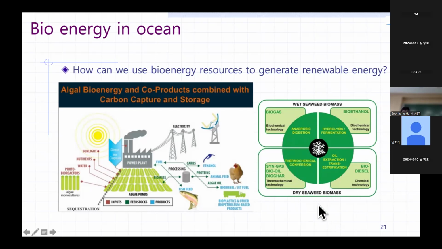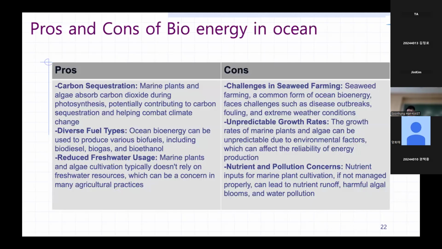Yes, okay. These are the main usages of the bioenergy resources. Okay. So these are the pros and cons of bioenergy in the ocean. The pros, the advantages are carbon sequestration and also the diverse fuel types, the ethanol, the biomass, and also reduced freshwater usage. But the disadvantages: the first one is the challenge in seaweed farming. Yeah, this one is pretty much difficult.